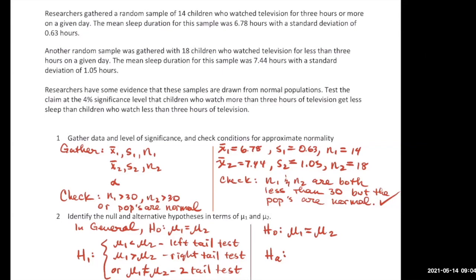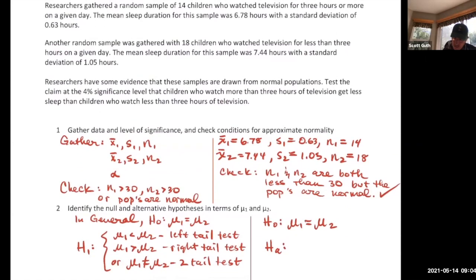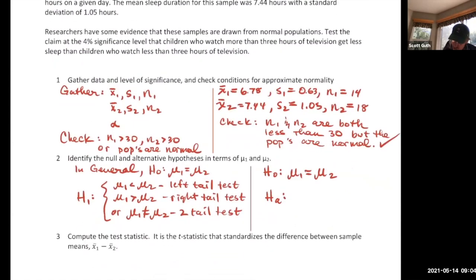I'm kind of confused. The kids that watch TV, are they getting more or less sleep? They watch too much TV, are they getting more or less sleep? Less sleep. Right. So what we're saying, and the thing is they're the first group that's mentioned. So mu1, these are the kids with more TV. Okay, mu2 is the kids with less TV.